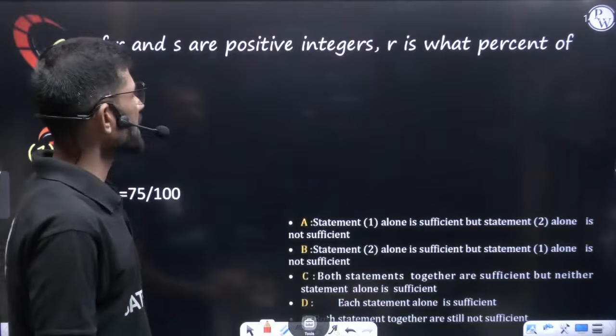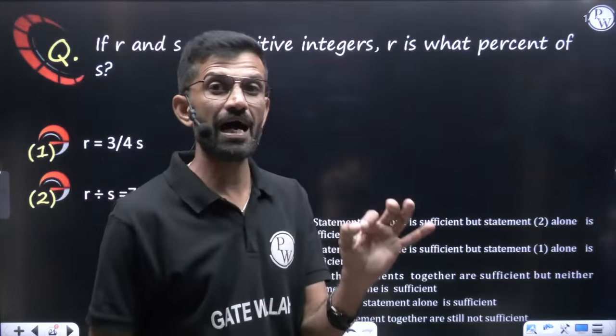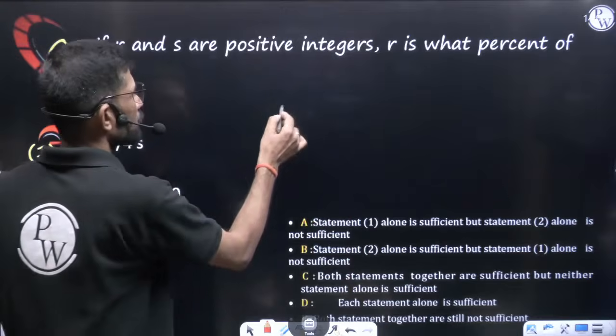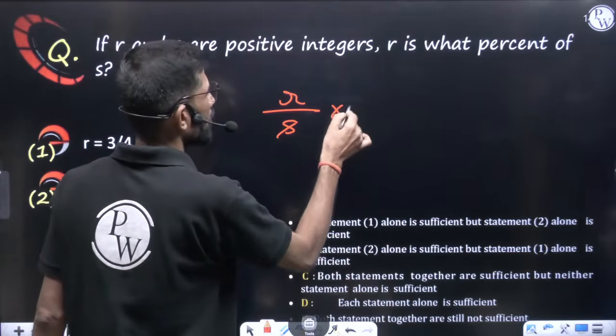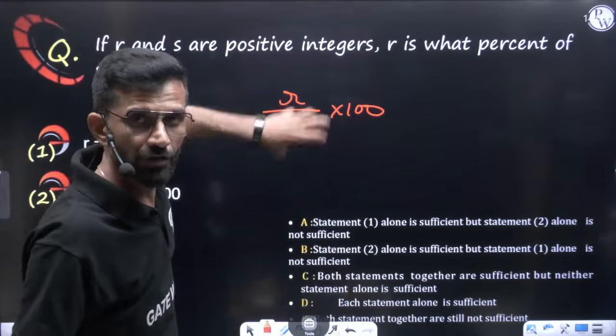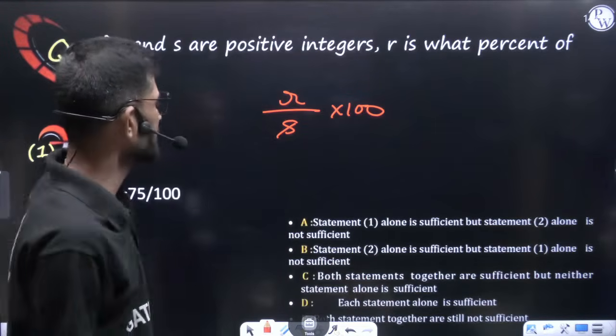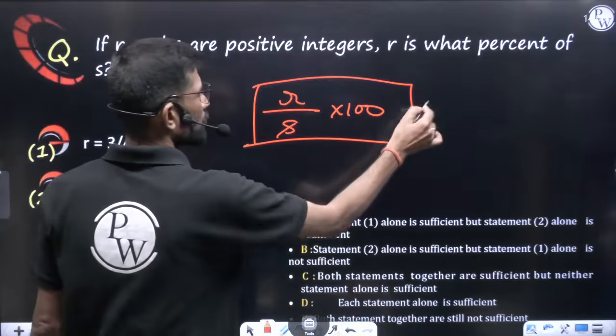Moving to the next. If R and S are positive integers, they have clearly mentioned R and S are positive integers. R is what percent of S? Means they are trying to ask R is what percent of S? How much percent of S is the R? Means out of S, R is how much percent? That is what they are asking. Means this is what they are trying to ask you, the value of this.